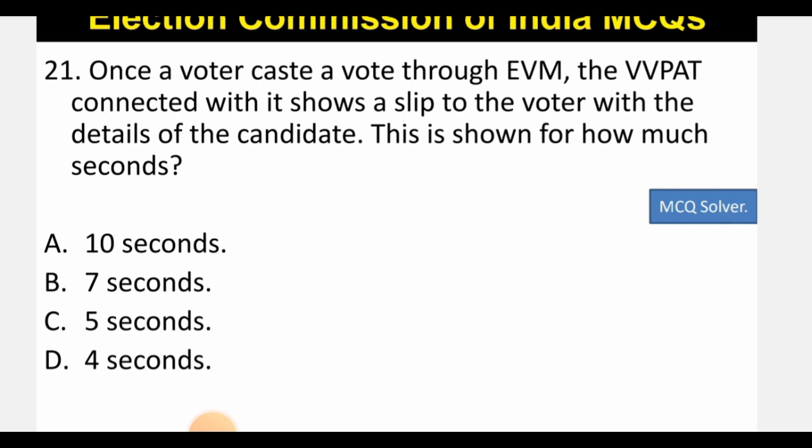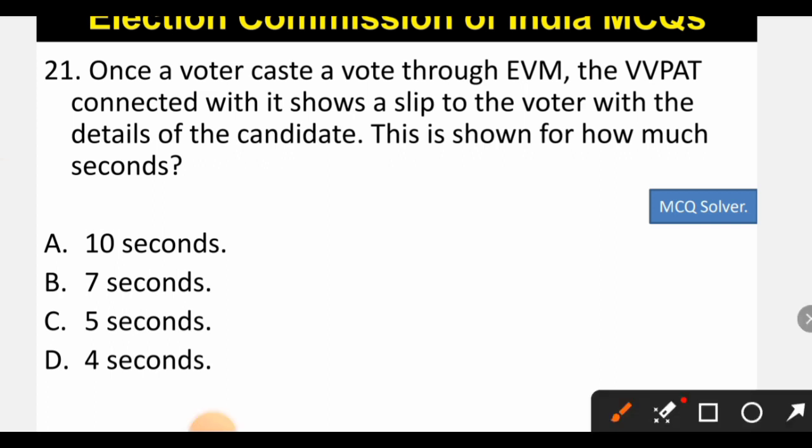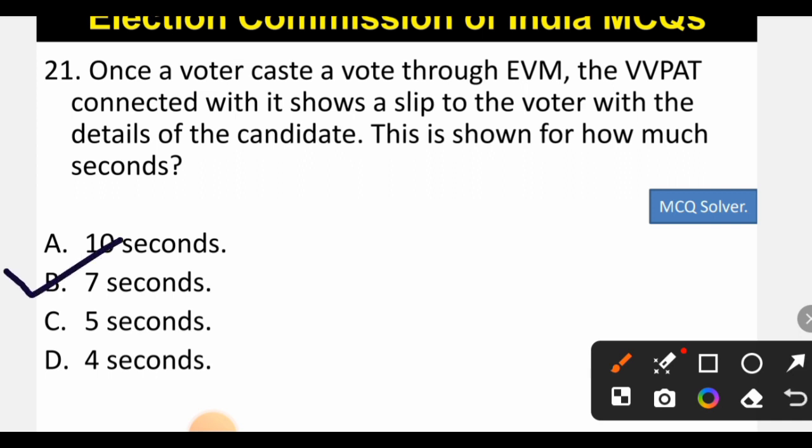Once a voter casts a vote through the EVM, the VVPAT connected with it shows a slip to the voter with the details of the candidate. This is shown for how many seconds? So the correct option will be option number B, that is 7 seconds. So it is shown for 7 seconds.